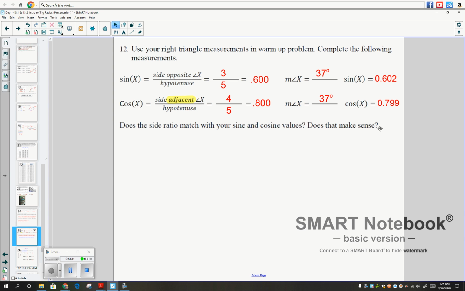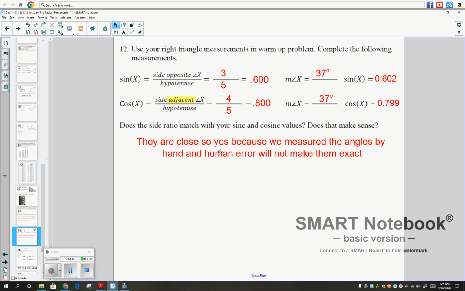Now, do they match exactly? No. But do the side ratios match? We're going to say yeah, because they're close. I mean, if you round it to the nearest tenth, they are. The sine is 2 1,000ths off. The cosine one is 1 1,000th off, which is human error, perfectly fine and acceptable.